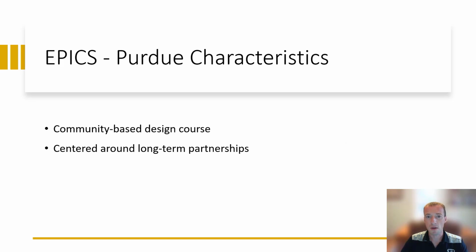Some characteristics of the Purdue program: we're a community-based design course that's centered around long-term partnerships. We have partners that have been going on for more than 20 years, before most of you were born. And so it's really cool to be able to see how we impact a community by doing small projects and little improvements a little bit over a long period of time. So that's a really exciting part about the way that we work. And we are a community-based design course. So all the students in our class are doing these projects in order to learn how to be better designers.